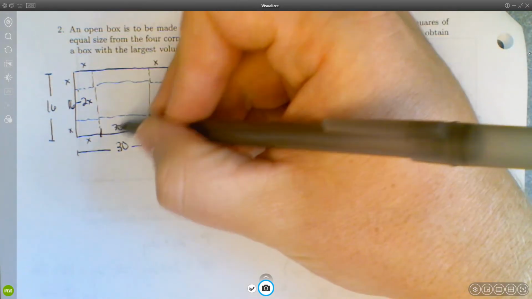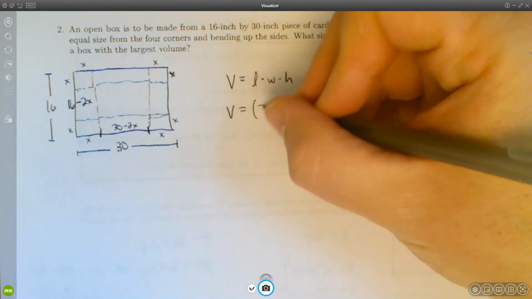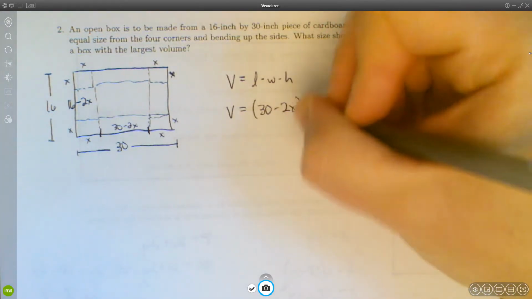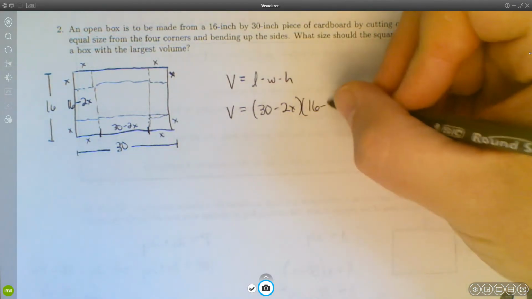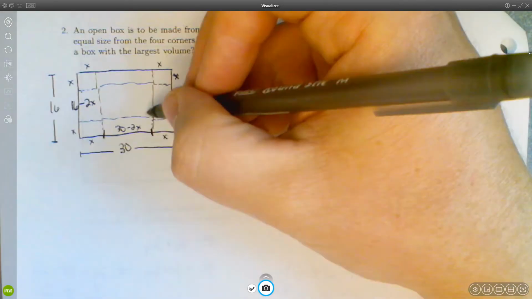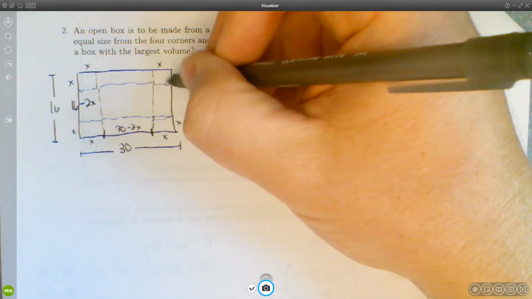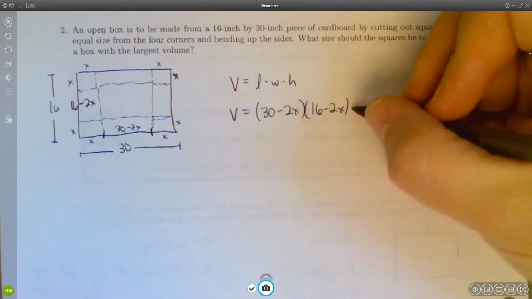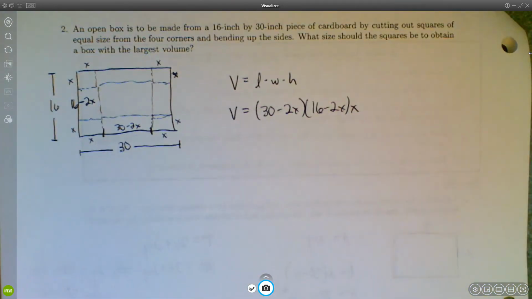the length is going to be 30 minus 2x. The width is going to be 16 minus 2x. And the height is just going to be x. Okay, so there we've done it. We've expressed the volume in terms of just a single variable, x.